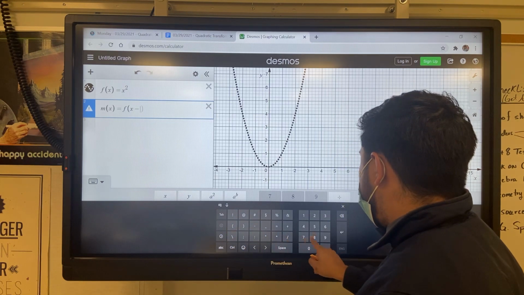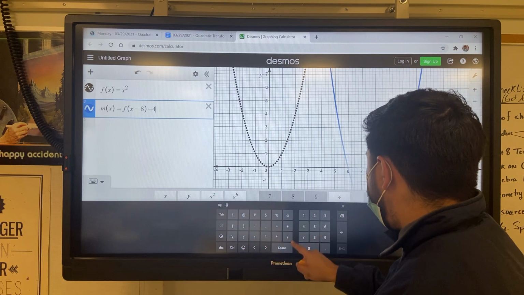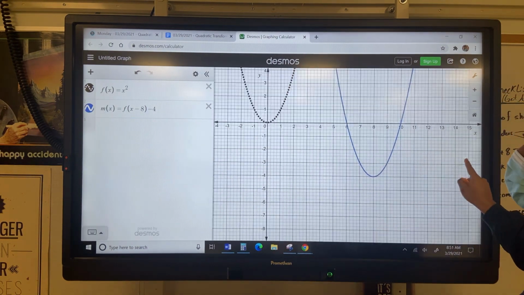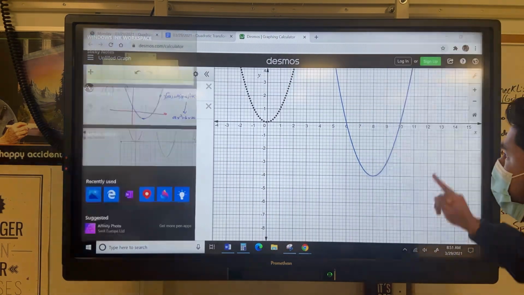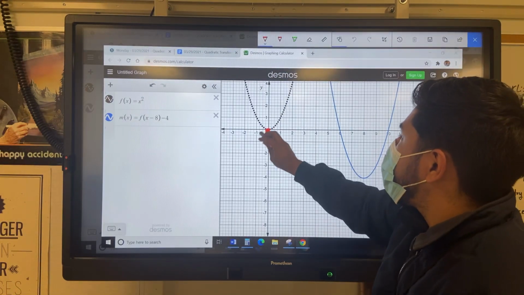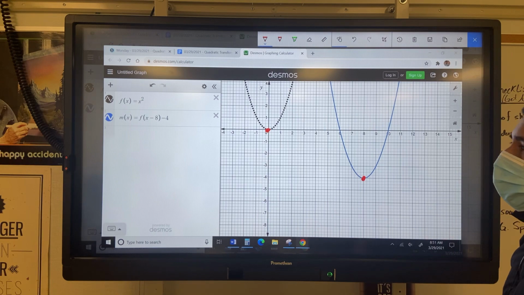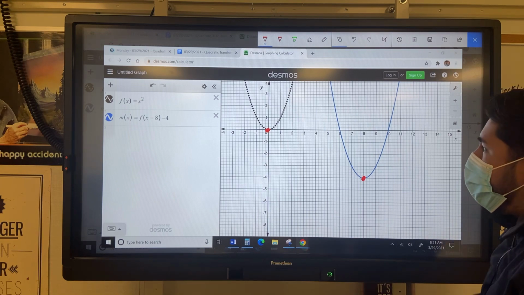F of x minus 8, parentheses, minus 4. Okay, so I see the transformation. Something happened, let's check it out. It didn't just stay on the axis, now it moved into a different area. So what can we say happened? Let's count how we got there.